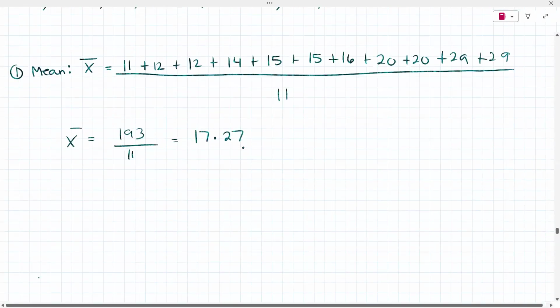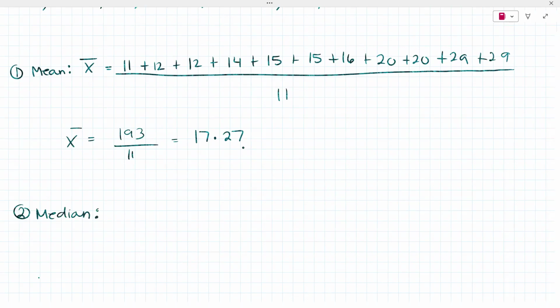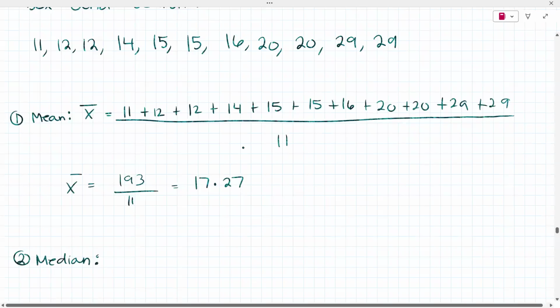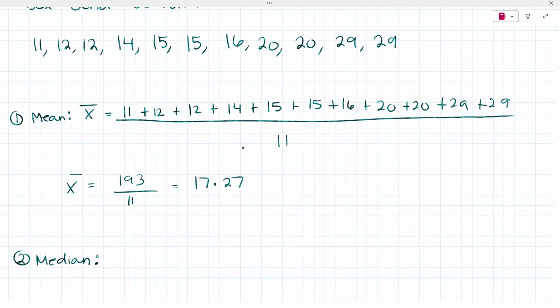Okay. Then I would find the median. Let's see, there is a total of 11 numbers, so 11 is odd. So you pick the number right in the middle. Here, let me write out the numbers again. It is in order. That's good.